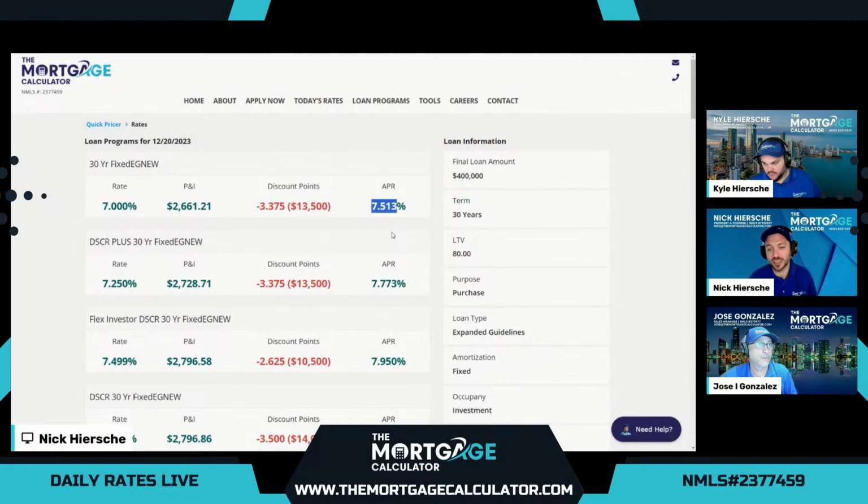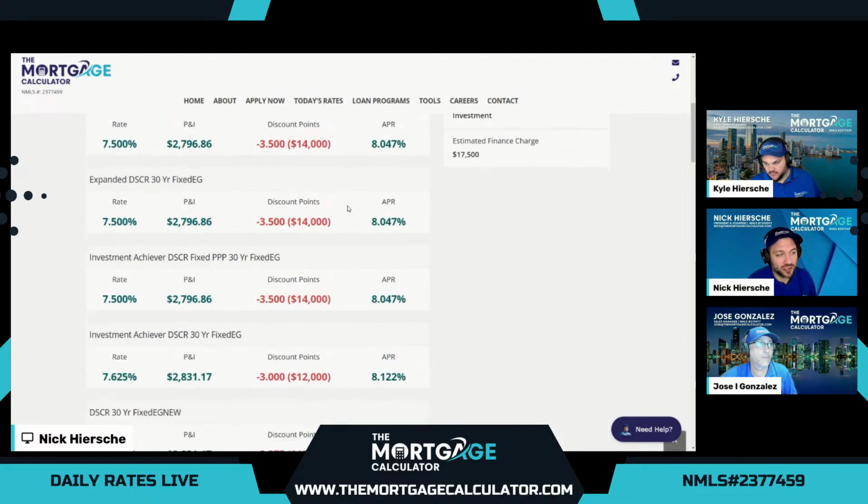You can do 1, 2, 5, 10 loans at a time. Cash out multiple properties, purchase multiple properties, tons of flexibility. And Jose is obviously going to go into a deep dive here in a second on all the flexibility that we have. If we scroll down here, you'll see all the different options.